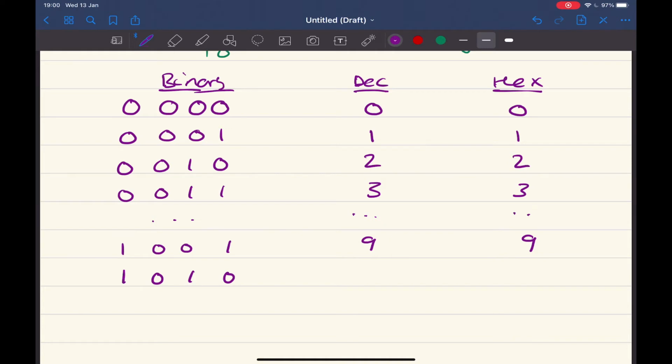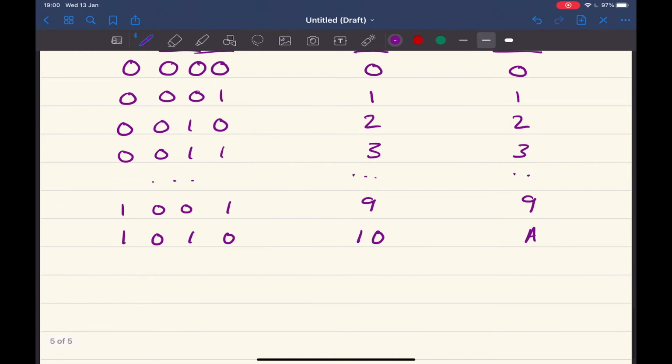What happens now when we get to 10 in binary? So 10 is 10 in decimal. In binary we've got 1010. So hexadecimal, this becomes A. We then take the next one, which becomes 11. That becomes B. 12 is C.